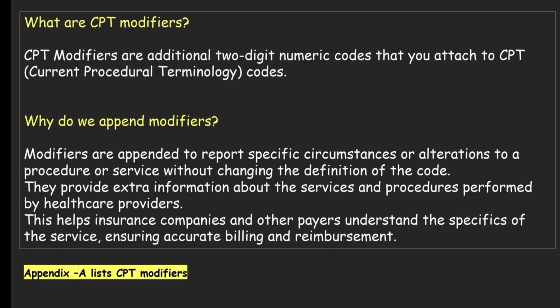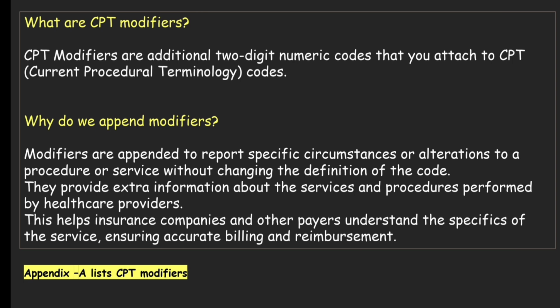First, let us start with the introduction. So what are CPT modifiers? CPT modifiers are additional 2-digit numeric codes that you attach to CPT, that is current procedural terminology codes. So why do we append modifiers? Modifiers are appended to report specific circumstances or alterations to a procedure or service without changing the definition of the code. Modifiers provide extra information about the services and procedures performed by healthcare providers.